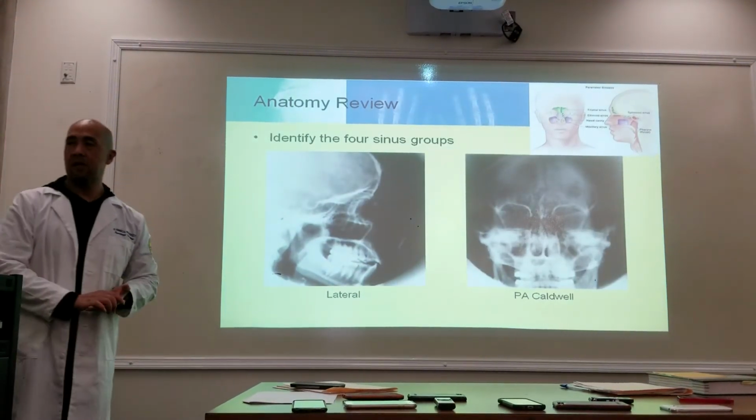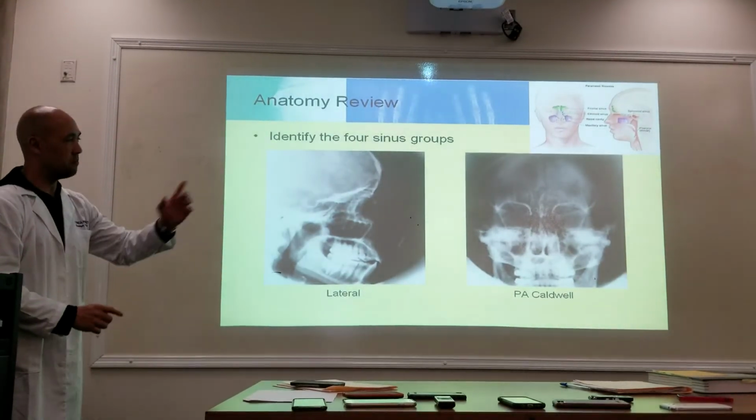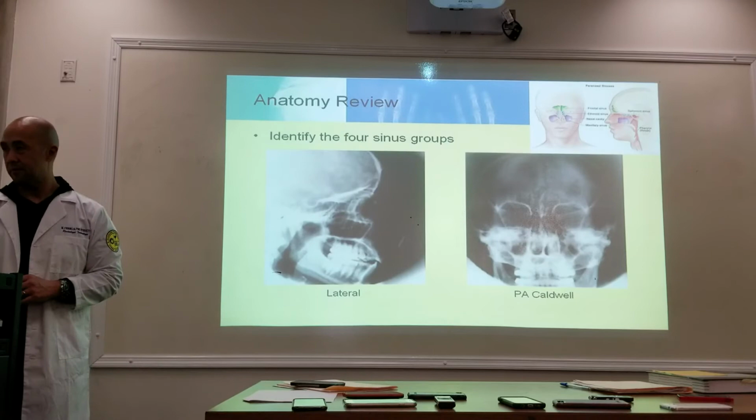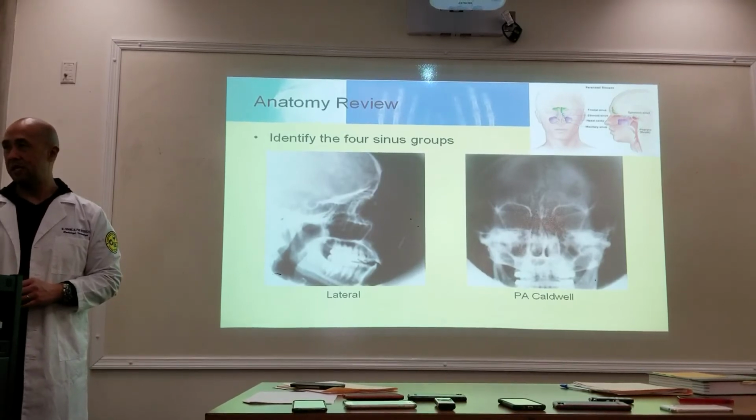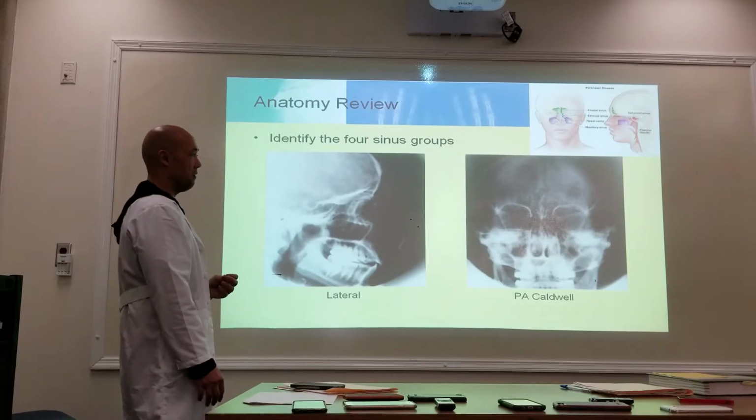All right, so here we have a couple of x-rays. One is a lateral, the other one is a PA Caldwell. How do we know that's a PA Caldwell? What's your main criteria? Petrous ridges. Okay, so you have the ridges filling in the lower third of the orbits.